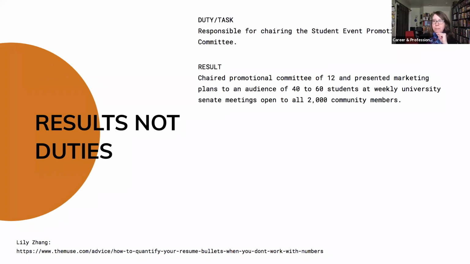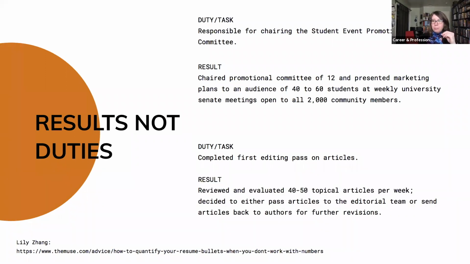Here's another example where the duty or the task was to complete the first editing pass on articles. That's a task, but it doesn't give much context for the job that was done. Focusing on results, it's rewritten as reviewed and evaluated 40 to 50 topical articles per week. Again, there's that range and it gives scale. Then it gives a little more detail to put this in context. Decided to either pass articles to the editorial team or send articles back to authors for further revisions.